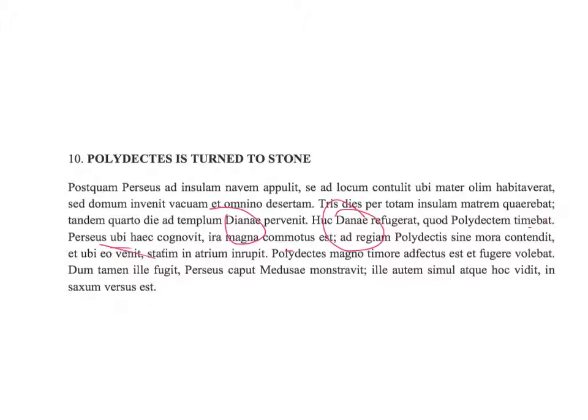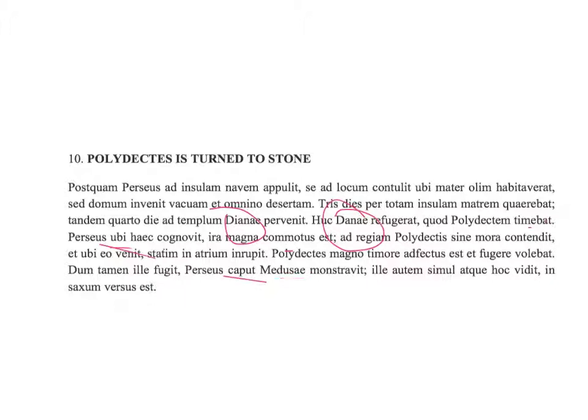Et ubi eo venit, and when he arrived there, when he came there, statim in atrium erupit, he burst into the main room. Polydectes affectus est, Polydectes was affected by magno timore, by great fear, ablative there, et volebat, and he was wanting to flee. Dum tamen ille fugit. However, while he fled, Perseus monstravit, showed the head of Medusa, caput there being the accusative, showed the head Medusae, of Medusa.